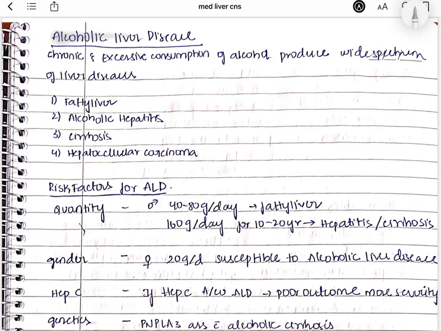In this video, we'll talk about alcoholic liver disease. It is caused by chronic and excessive consumption of alcohol. This liver disease occurs in 4 stages. The first stage is fatty liver, then it leads to alcoholic hepatitis, cirrhosis, and hepatocellular carcinoma is the last stage. So these 4 are the stages of alcoholic liver disease.